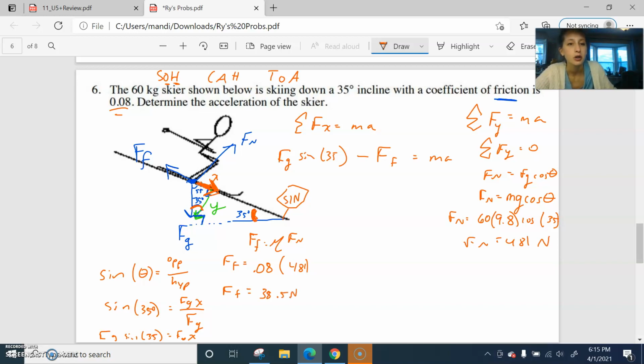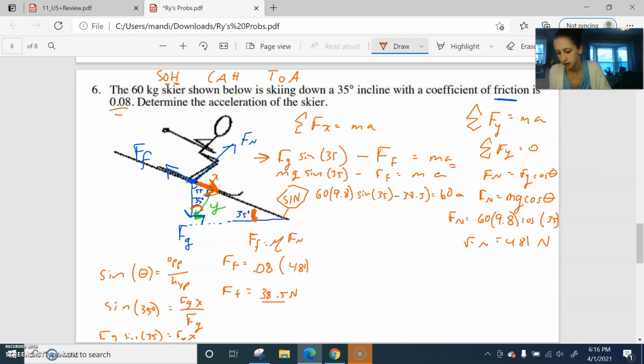So now we can come up here, because the ultimate goal is to calculate this acceleration. So now we're going to fill out this equation. So we're going to do mg sine 35 minus the force of friction, which we just calculated. We got a number for it, equals ma. Let's do this. So the mass is 60. Gravity is 9.8. Sine of 35 minus 38.5 equals the mass again, 60, times a. One equation, one unknown. We can do this.